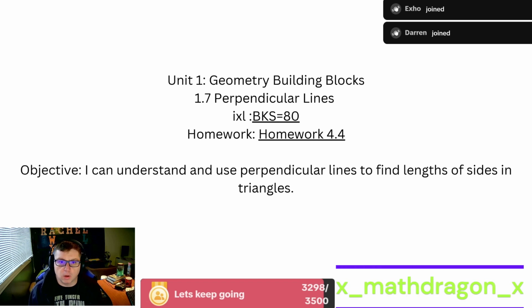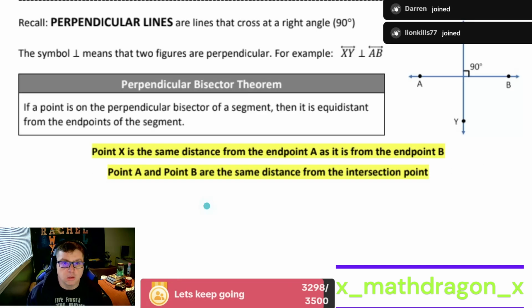Okay, so we're going to work on 1.7 perpendicular lines. Here's the IXL assignment, the homework assignment. Both have links on them, but they're also in the GeoMeto doc. Your objective is, I can understand and use perpendicular lines to find lengths of sides and triangles. So let's take a look.